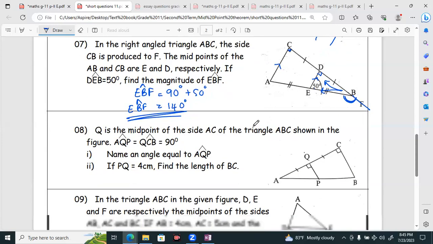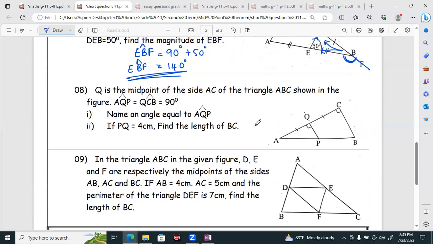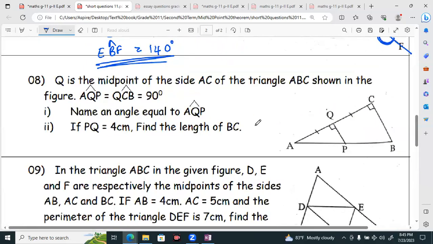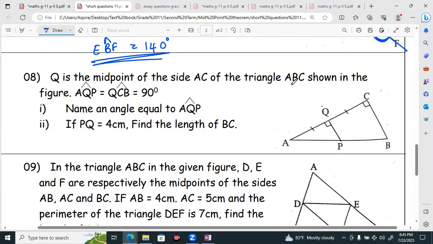Okay. Question 8: Q is the midpoint of the side AC of the triangle ABC shown in the figure. AQP is equal to QCB, equal to 90 degrees. Name an angle equal to AQP.